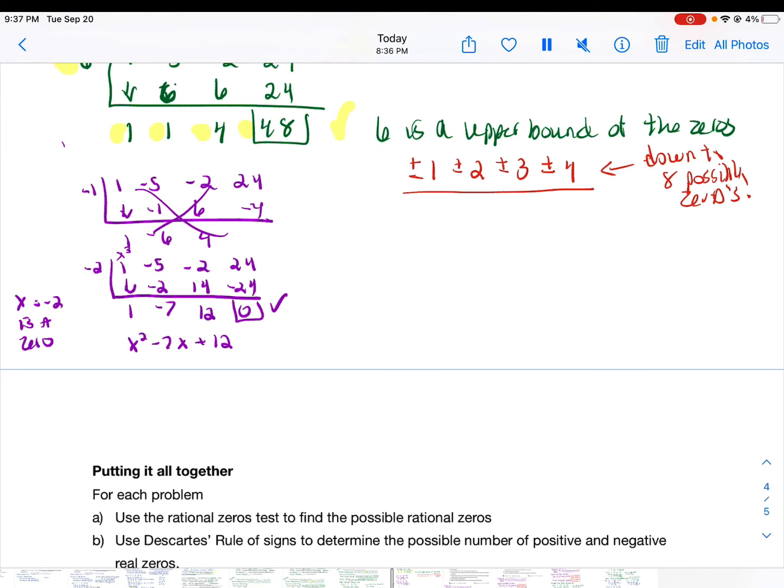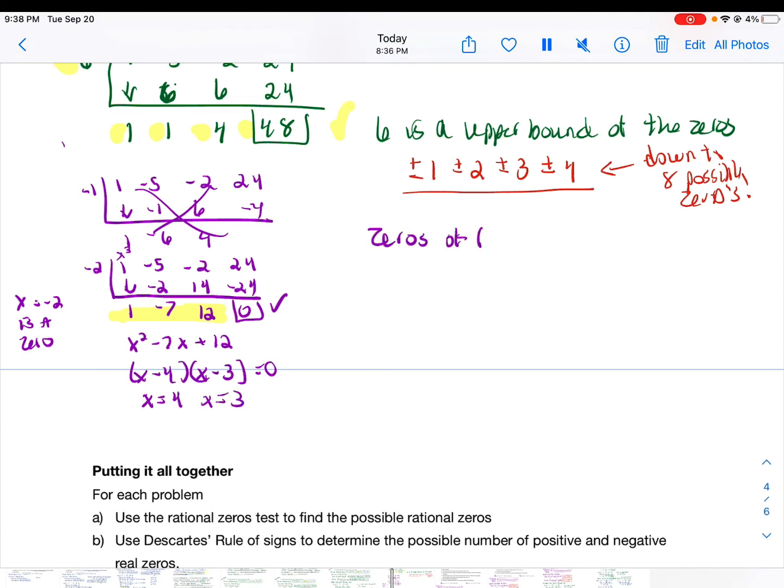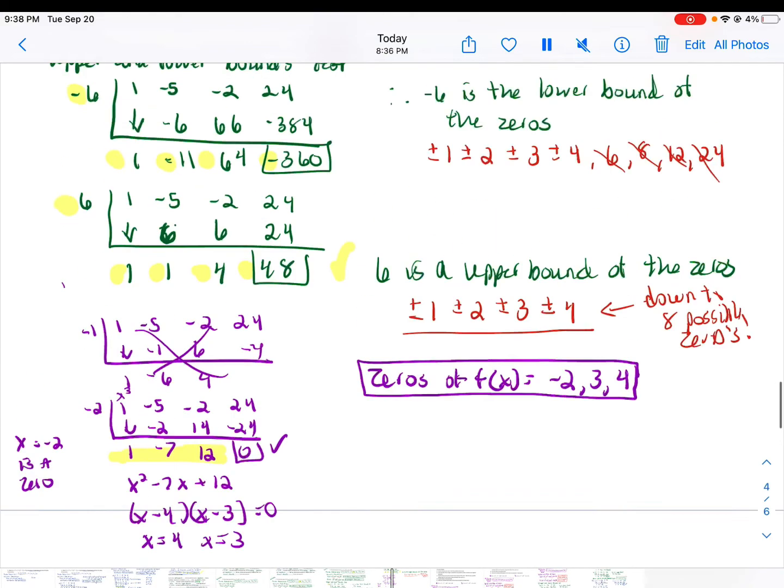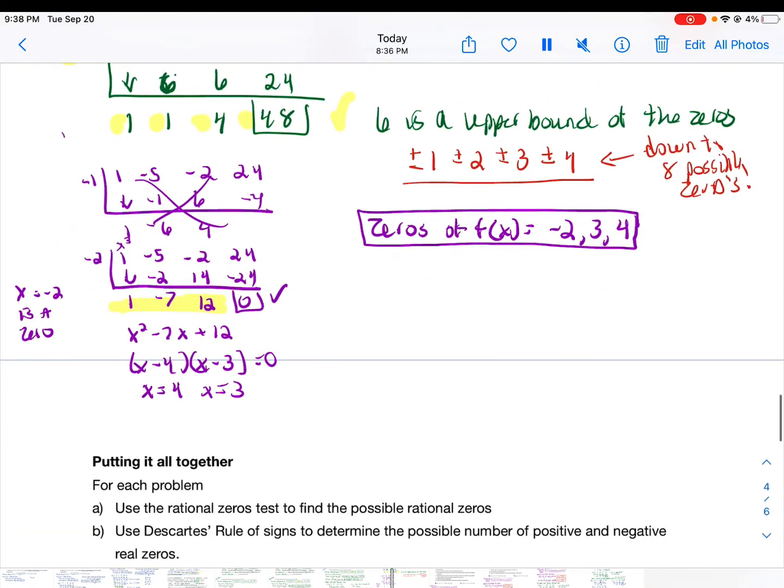And then I'm going to see if I can solve this quadratic. Now this one does factor. If it did not factor, I would do the quadratic formula. But it factors, and it does factor to x minus 4 and x plus 3. Set each of those equal to 0, and I get x equals 4 and x equals 3. So this is a case where I had 2 positive and 1 negative 0. So my 3 zeros would be -2, 3, and 4. And we found all the zeros of this polynomial.